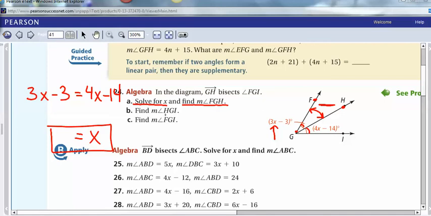Find the measure of HGI. HGI. It's the other angle. It's the same as the first one, isn't it? They're congruent. So you're done with B.